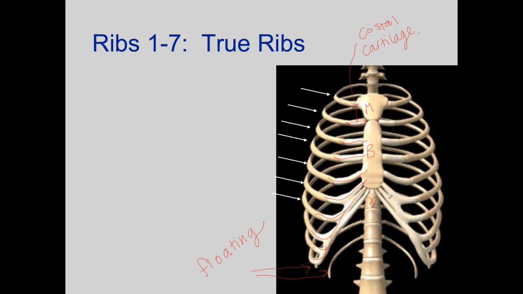So if on a rib cage I point at, say, this rib and I ask you to identify the bone, you need to come up with rib A. And if I ask you what type, you need to say true or vertebrosternal.